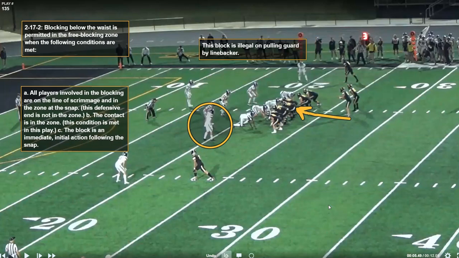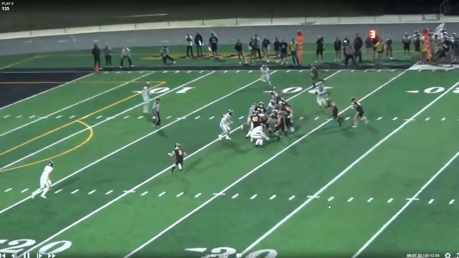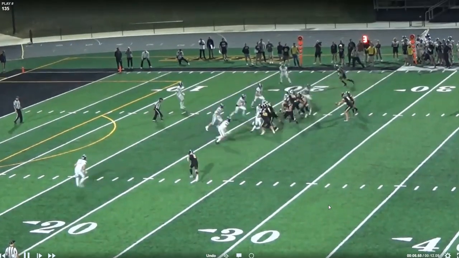Okay, so they go in and they talk about the rule. Blocking below the waist permitted, free blocking zone, all conditions are met. All players involved in the blocking are on the line of scrimmage. Contact is in the zone. It's the immediate initial action of the snap. And this is a pulling guard, which as soon as he pulls, it's done. He can't block low. And he can't block a defensive back, really, in this case, or a wide defensive end. So there's our low block. Okay, so we have our lineman that goes low.